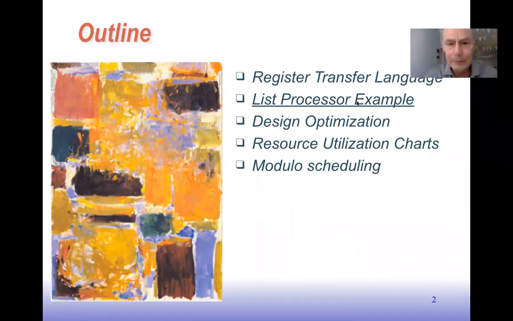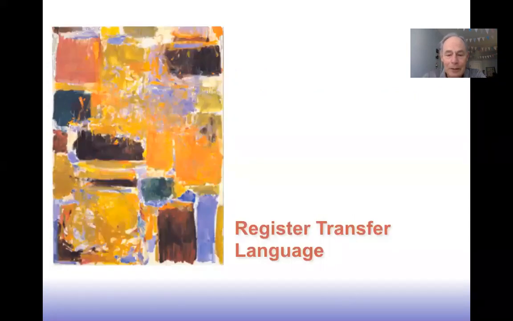Finish it next time, but it ties together a lot of things we've been talking about and introduces a couple other things that help when we think about how to do digital design. So the example is this piece of hardware that processes lists stored in memory. I'll show you about that in a minute. Before we do that, though, I want to talk about something I call register transfer language.